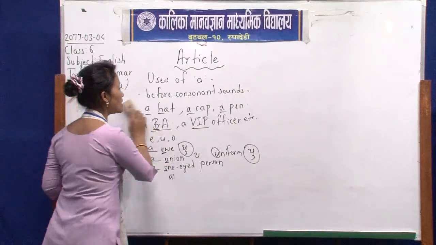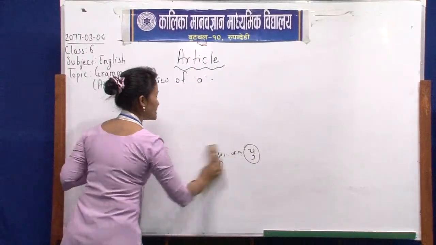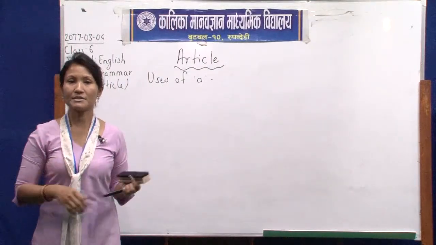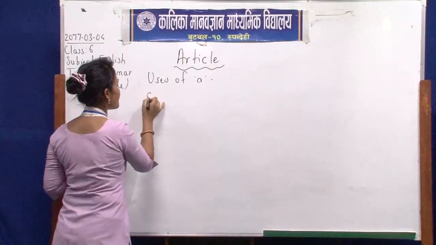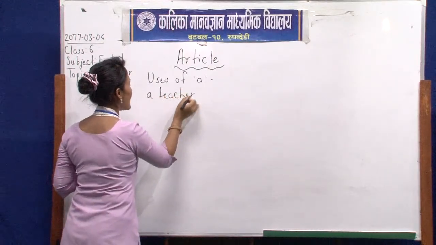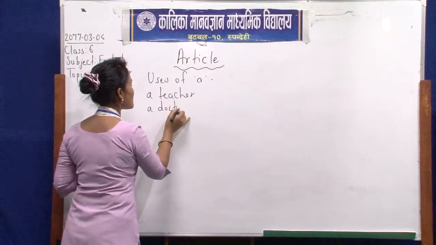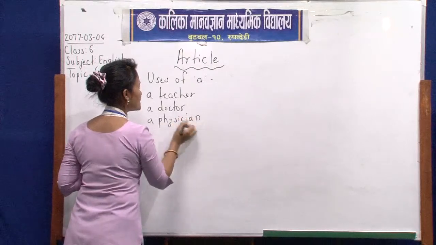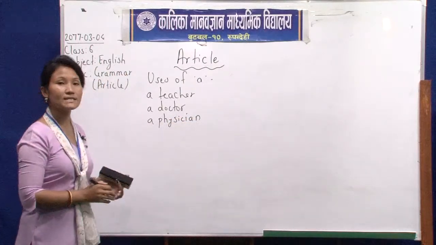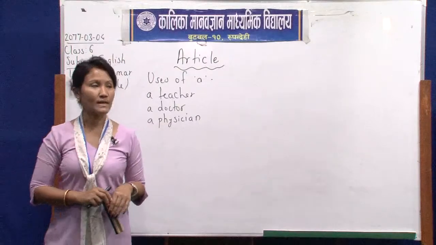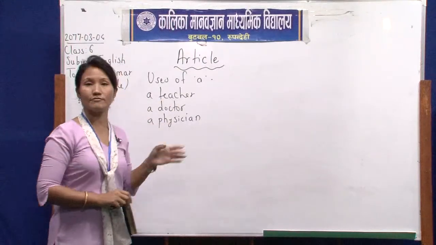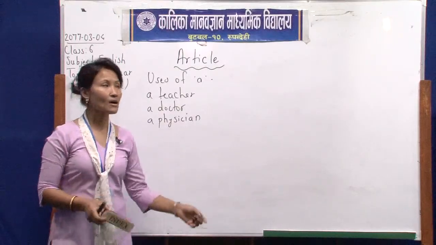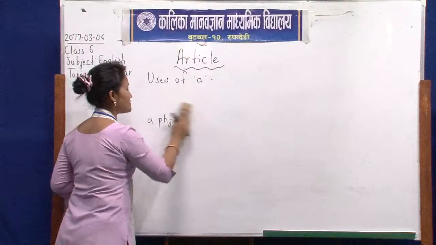Now one more use of a is that it is used with professions also. Like, I'm a teacher, a teacher. Likewise, a doctor. Right? A physician. So the uses of a: it is used before professions as well. A teacher, a doctor, a physician. Now these are some of the uses of a. Now we will go to the uses of an.